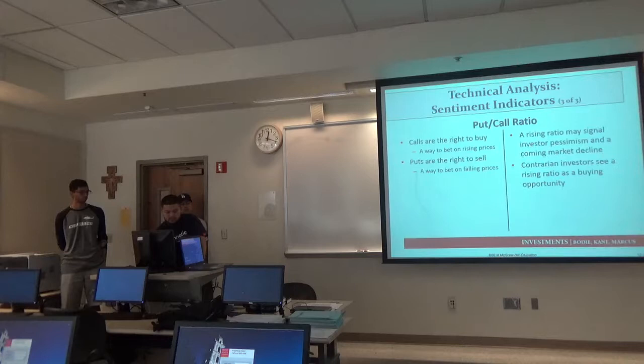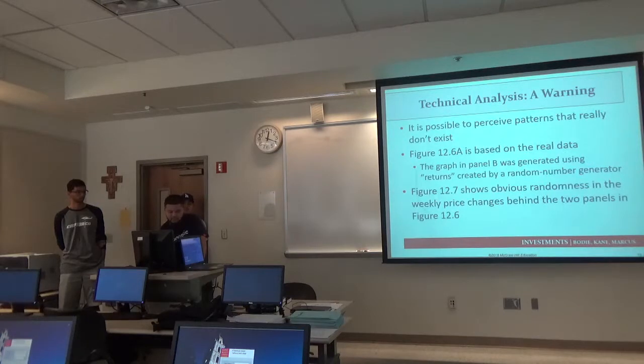For the put-call ratios, the calls are the right to buy. It's a way of betting on rising prices, and the puts are the right to sell. It's a way of betting on falling prices. And then a rising ratio may signal investors' pessimism and a coming market decline. Contrarian investors see a rising ratio as a buying opportunity. And then a warning notice: it is possible to perceive patterns that really don't exist.